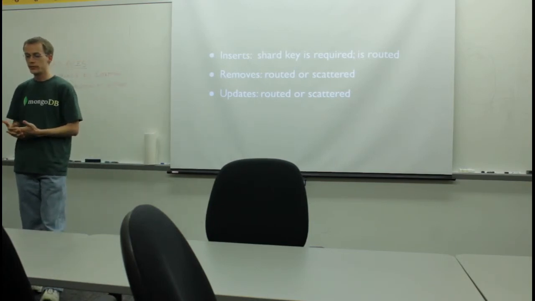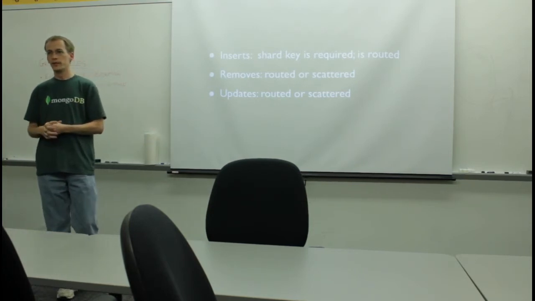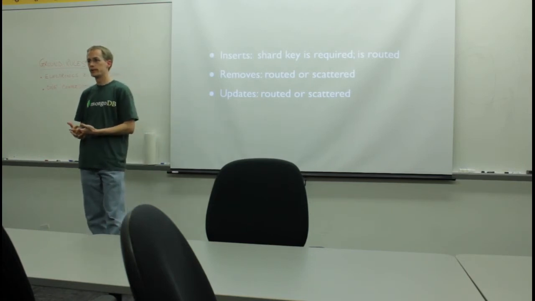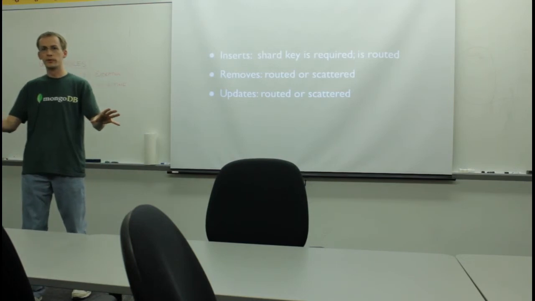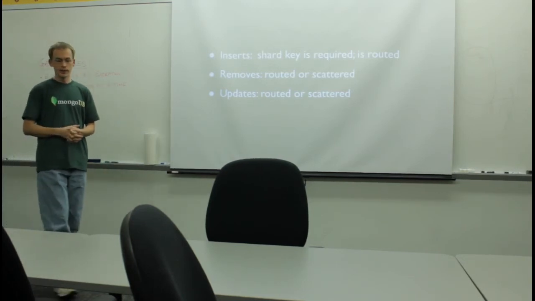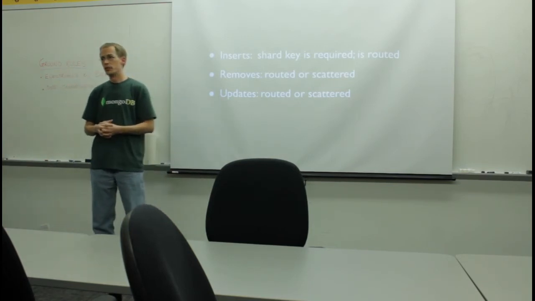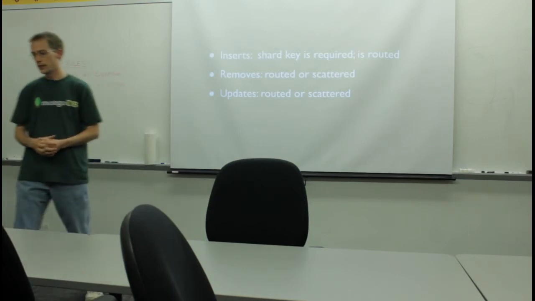For removes, if you're deleting data, you could do both scattered or routed. It doesn't matter. You could say delete everybody in the zip code 27540, and that makes sense. It would send that out to all the shards. All the shards would do their own little bit of work and return. The same with updates. You could update, give everybody the name of Fred that lives in 27540, and it spreads them out as it needs to.